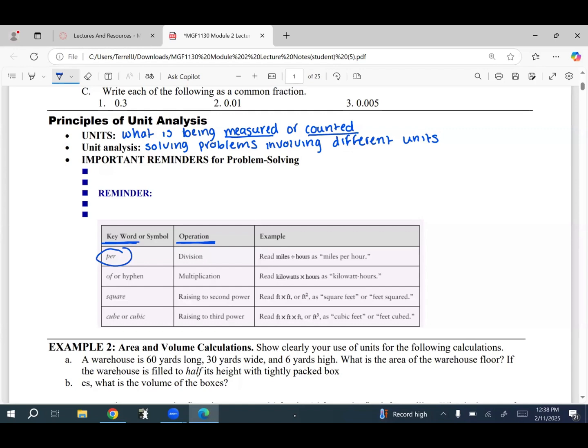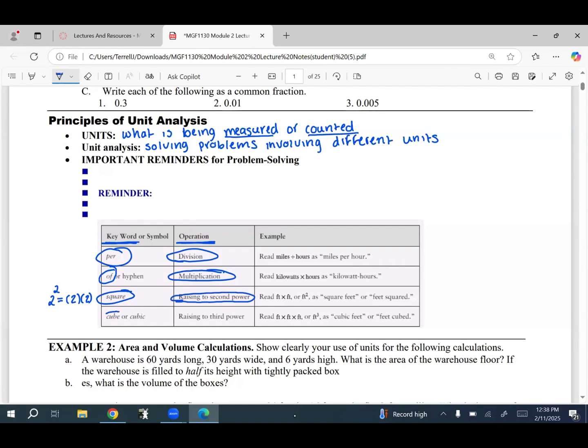When you see per, like mile per hour, per means division. When you see the word of, that means multiplication. We're multiplying 2 things. Sometimes you see a hyphen also. Hyphen is like a dash line, right? That's not as common for us, but if you see the word of means multiplication. Per means division. If something is square, like you hear me say 2 squared, that means 2 times 2, right? Or 4. Square means raising something to the second power.